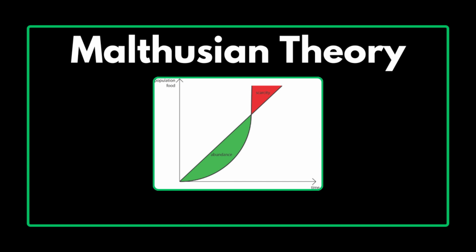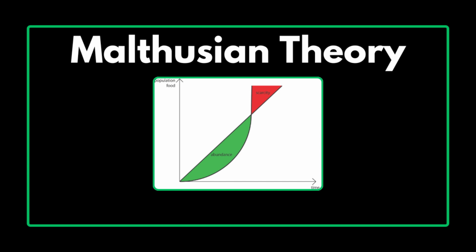The second method was what he called positive checks, which were natural forces like famine, disease, and war that would reduce the population when it became too large. According to Malthus, if preventive checks were not used, positive checks would inevitably occur to bring the population back down to a sustainable level.